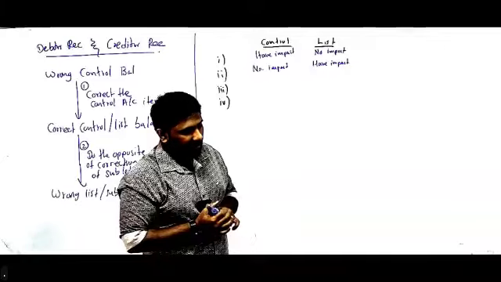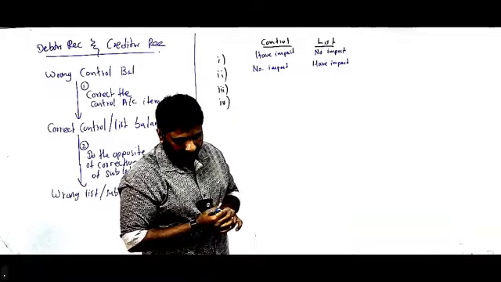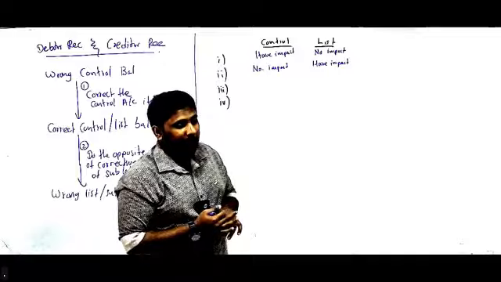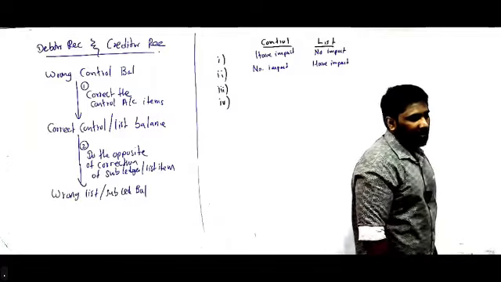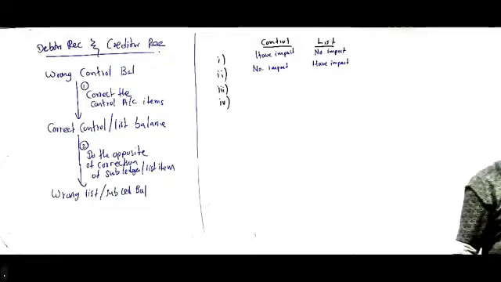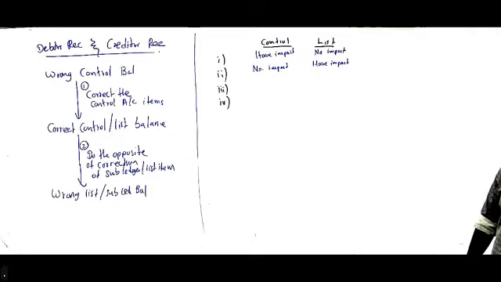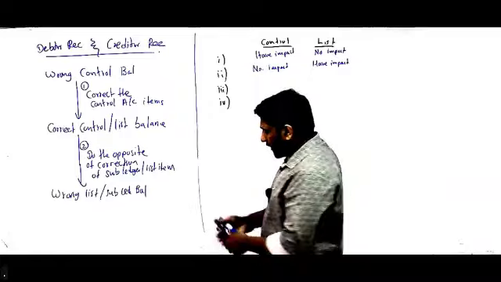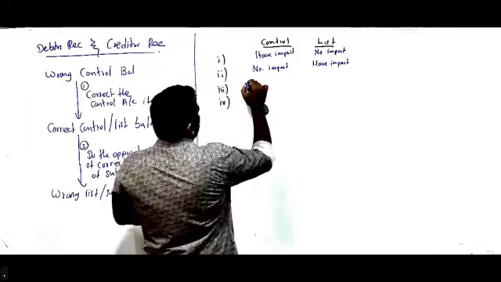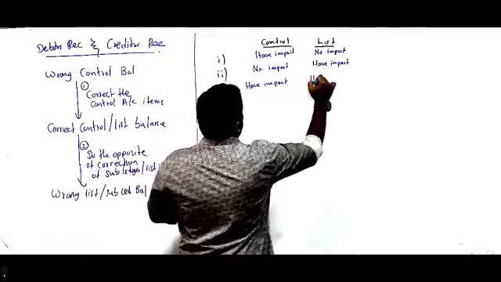Next one. Read the third one. Credit sale invoice 50,000 completely omitted. Completely omitted means not recorded in any of the places. Then where do you have impact? Not only for the list. It will have the impact for both. Have impact, have impact.